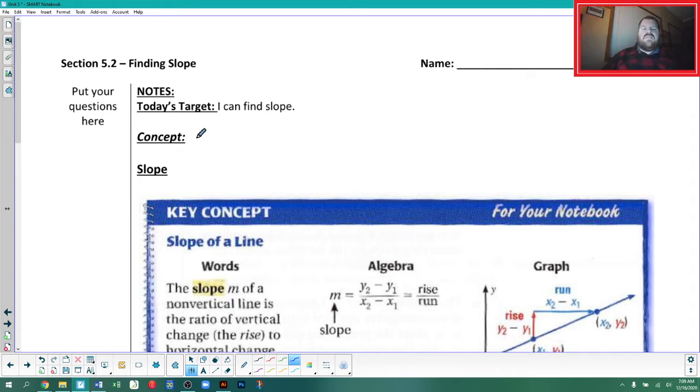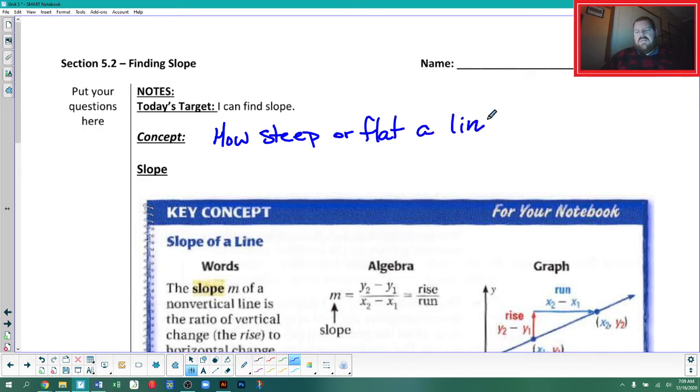The main concept of slope is that we're trying to see how steep or flat, really it's just how steep, a line is. And we'll say on a graph. That's mainly where we're going to focus, on a graph. Okay, so how steep or flat is a line? That's what goes into finding slope.